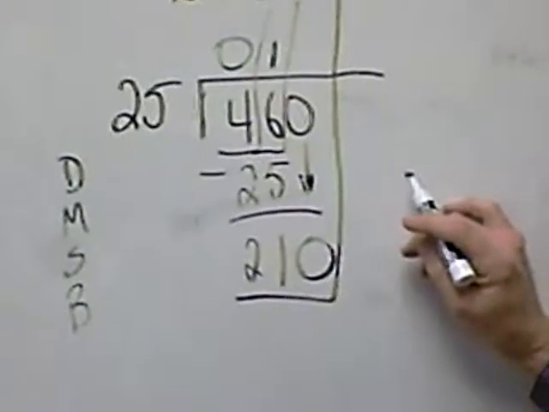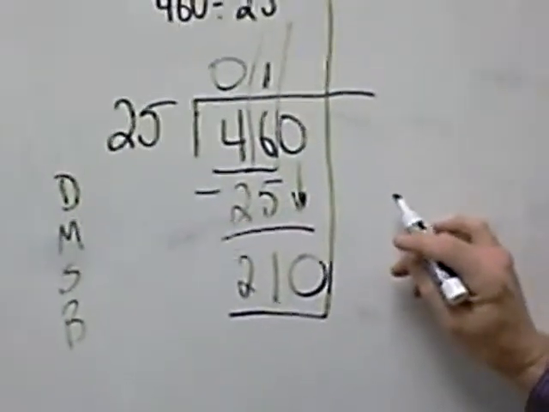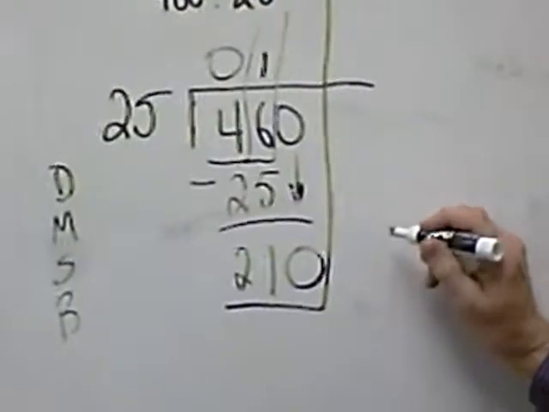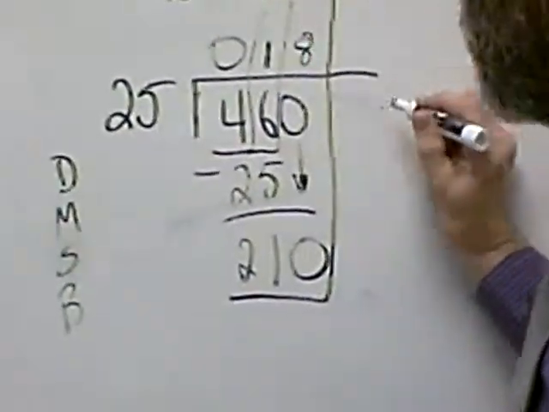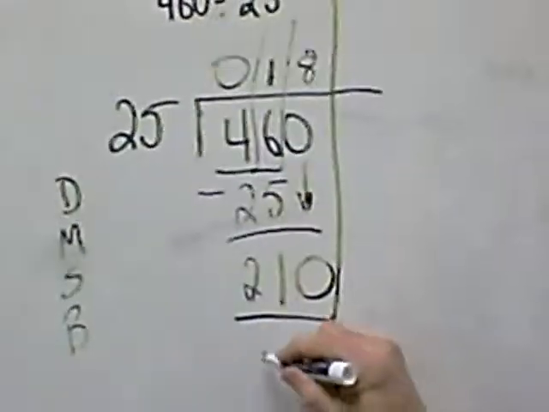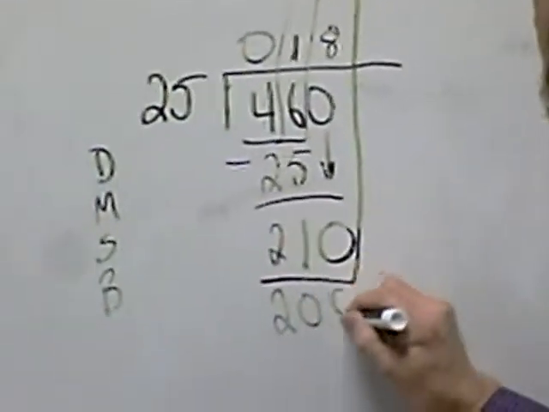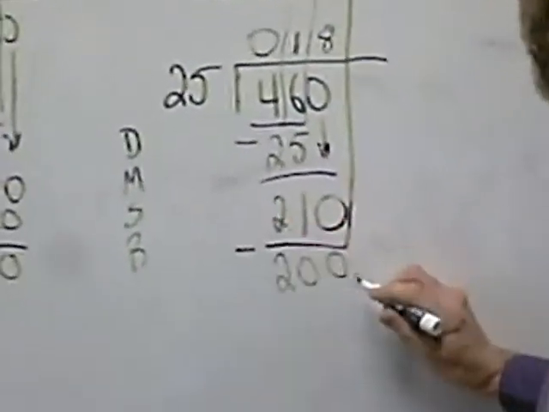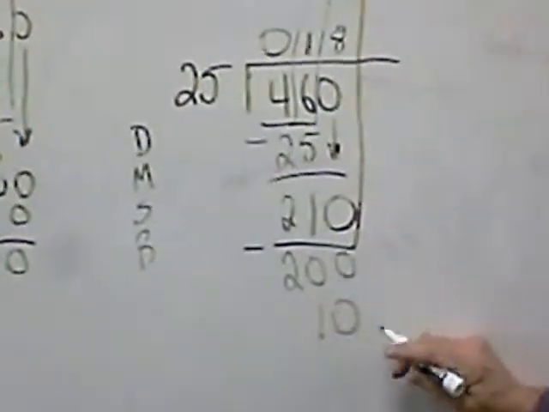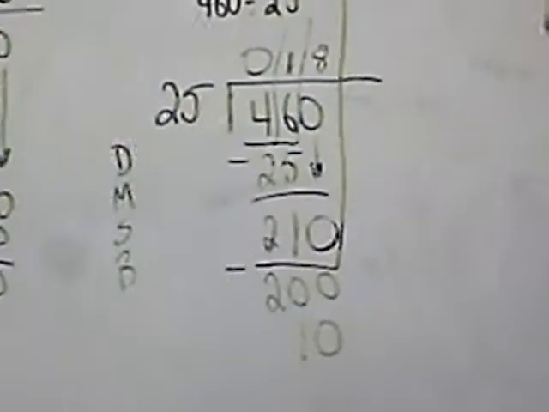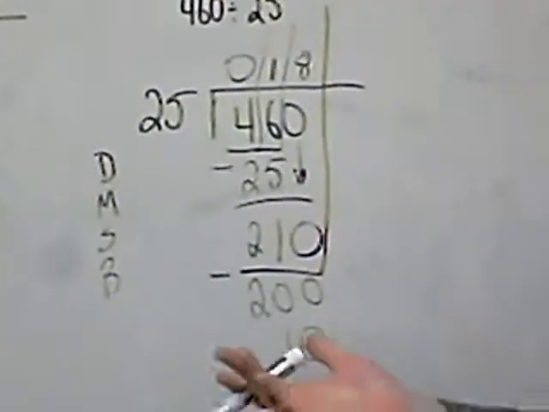Okay, well I know 4 times 25 is 100. So 8 times 25 must be 200. 9 would be too much. So 8 times 25 is 200. Now I subtract. 210 minus 200 gives me 10. Here's where I would have a remainder in a standard division problem.